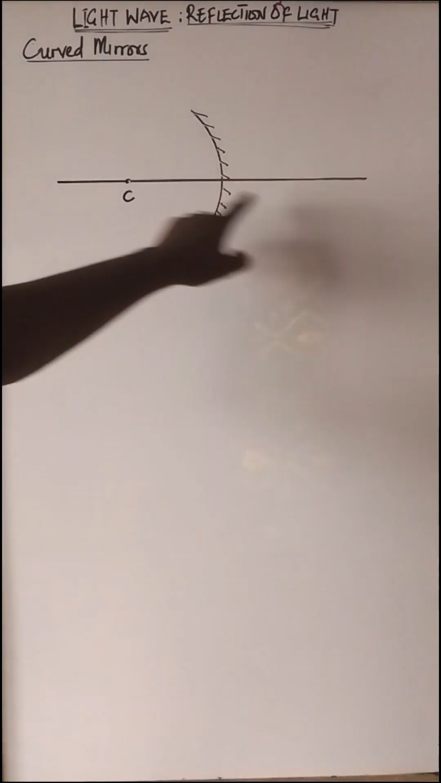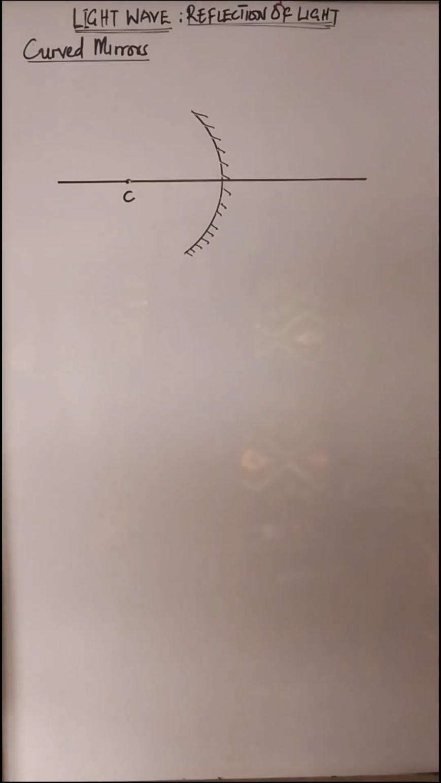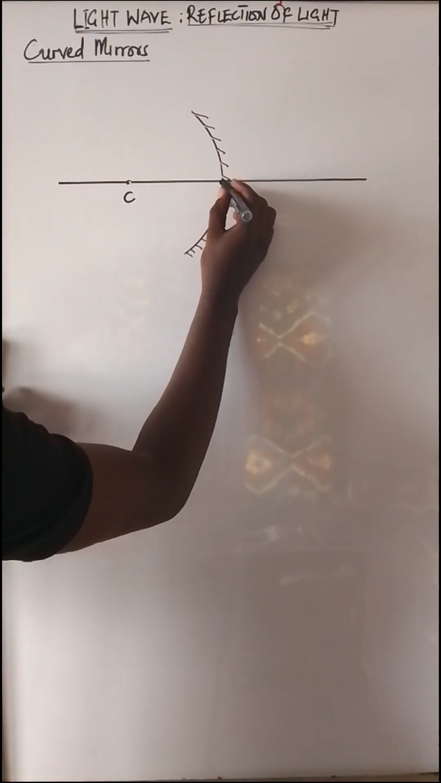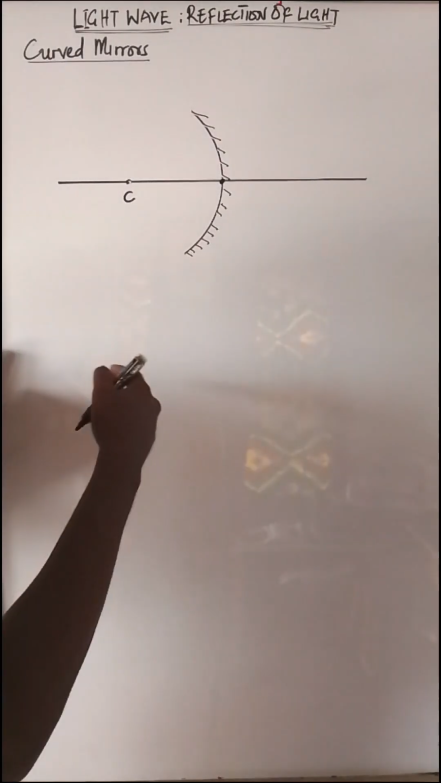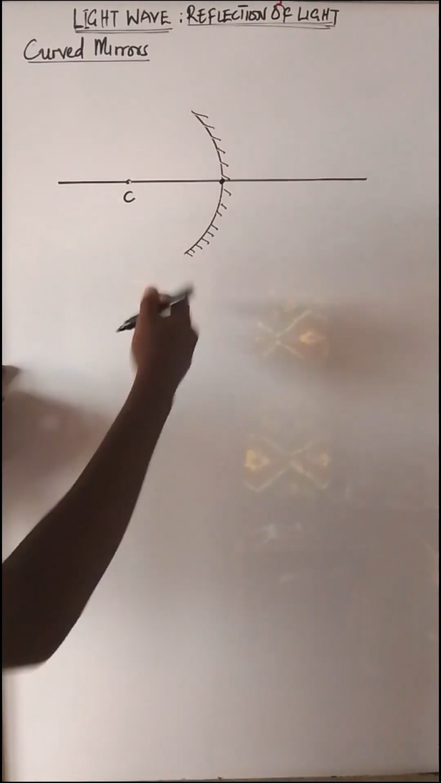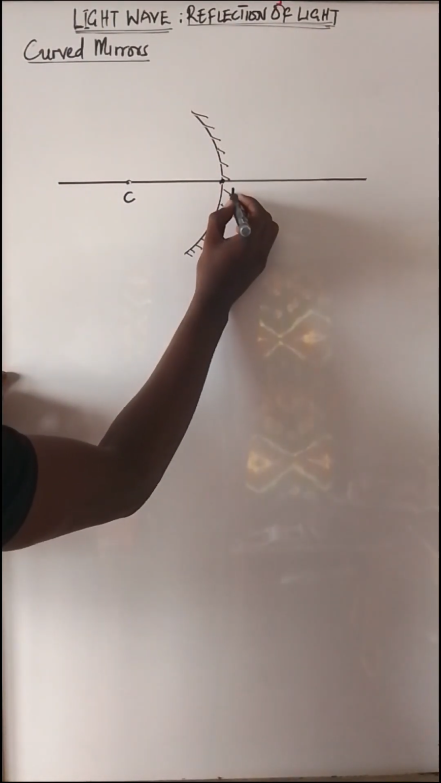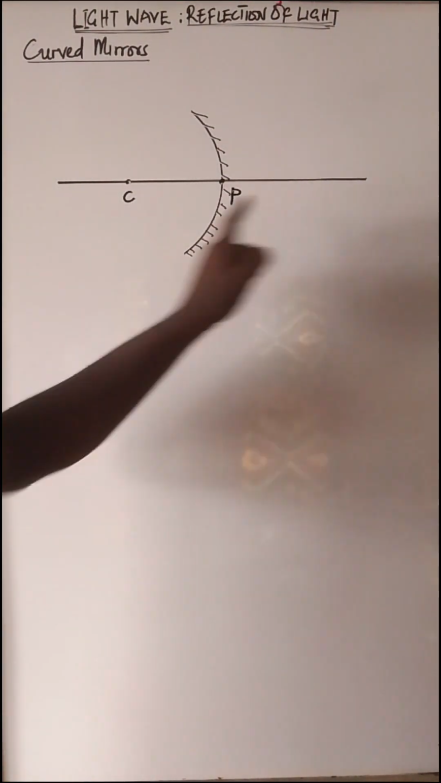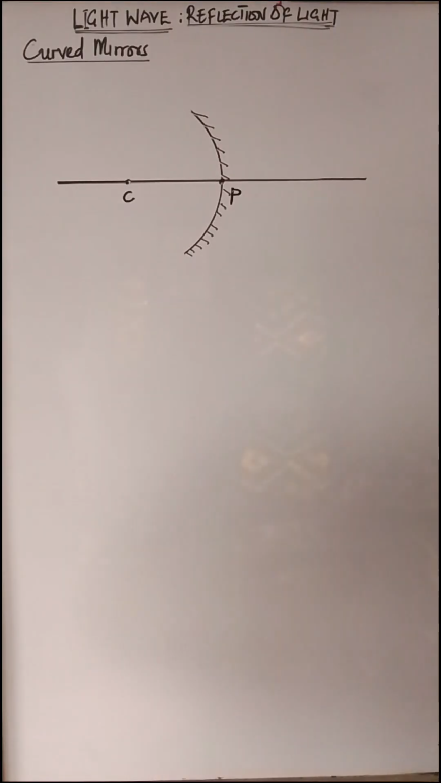Now let's draw a straight horizontal line through the center of curvature. This line itself is called the principal axis. And this point where the principal axis cuts this part of the sphere, this aperture, we call it the pole. Aperture, principal axis, center of curvature, pole.